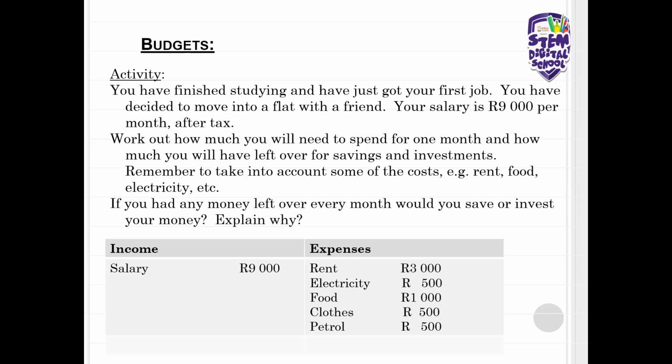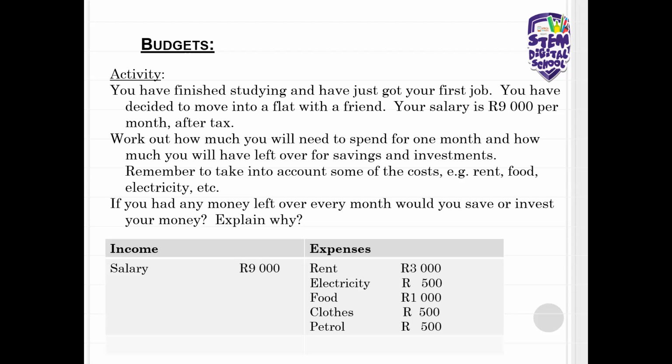and have got your first job. You have decided to move into a flat with a friend. Your salary is 9,000 Rand per month after tax. Work out how much you will need to spend for 1 month and how much you will have left over for savings and investments. Remember to take into account some of the costs, for example, rent, food, electricity, etc. If you had any money left over every month, would you save or invest your money, and explain why?